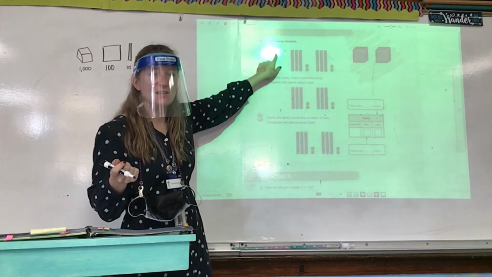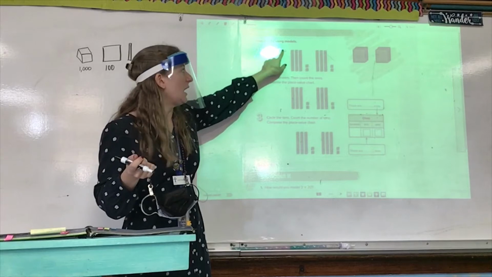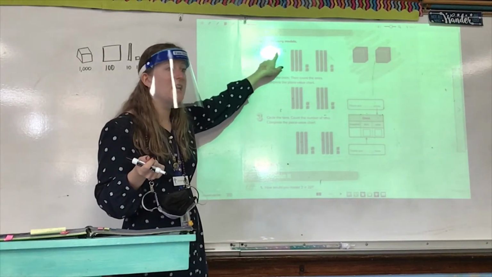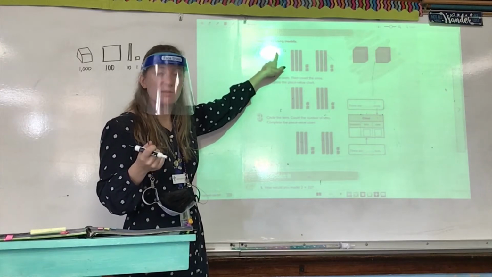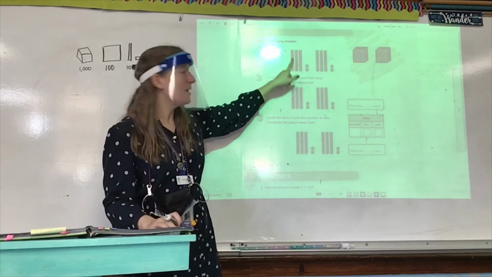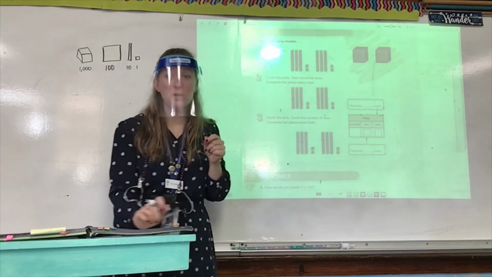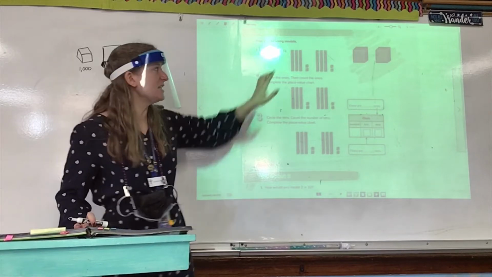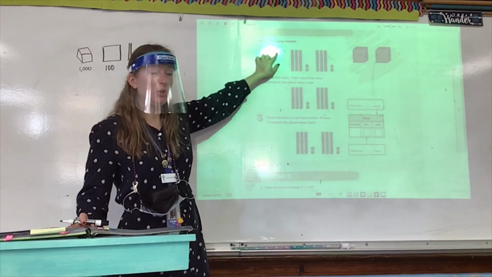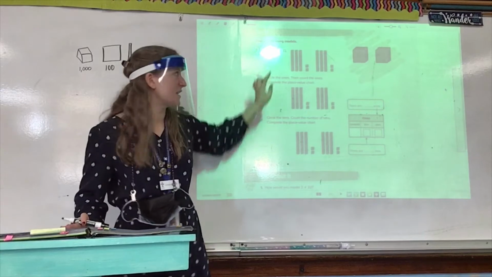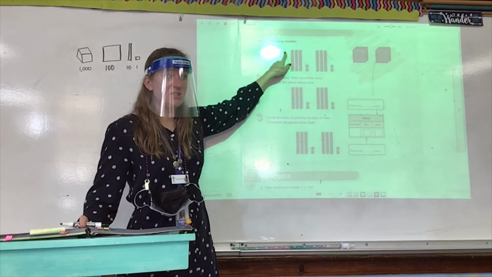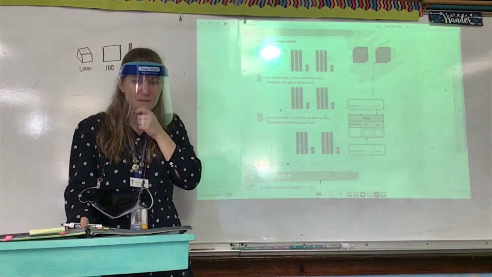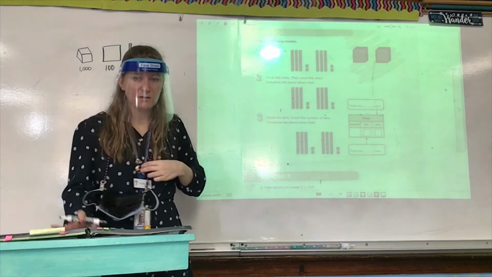So, step 1, model 2 times 32, which means I model 32 and repeat it how many times, class? 2. I model my larger number with base 10 blocks, and then I repeat it the smaller factor number of times. Because I could take 2 and model it 32 times, but which one is going to take less time? Is it going to take less time to model 2 and repeat it 32 times, or to model 32 and repeat it 2 times? Which one? Zari. 32, then model 2. Good.